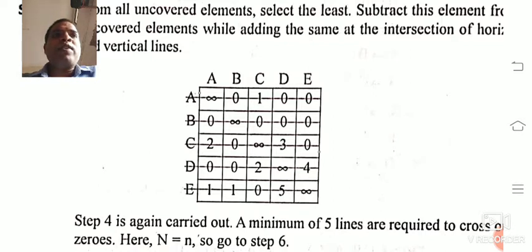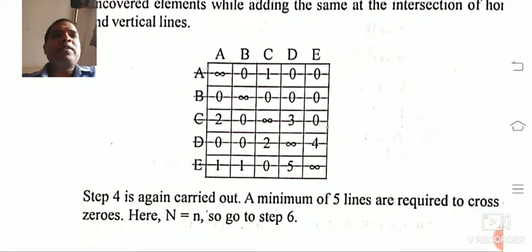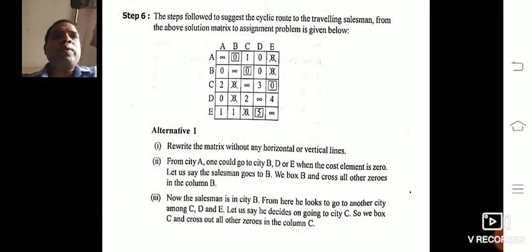Next, we can draw the minimum horizontal or vertical lines in order to cover all the zeros. Now here, how many lines have we drawn? Here 5 lines, and your order of the matrix is 5, N equals n. Next, go to step 6 here.